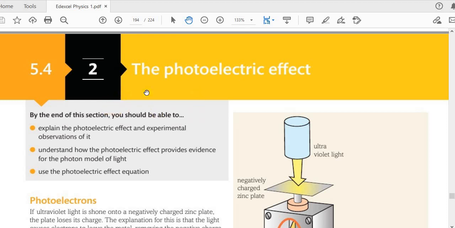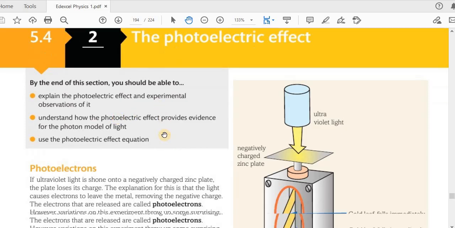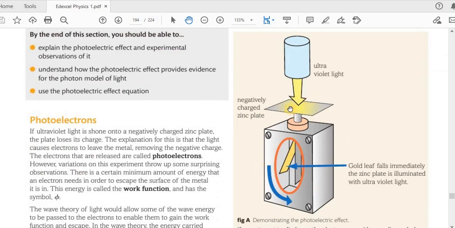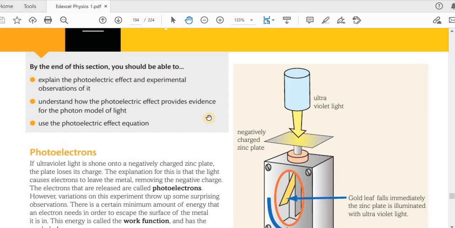Chapter 5.4.2, the photoelectric effect. By the end of this section, you should be able to explain the photoelectric effect and experimental observations of it. So here is a very nice diagram explaining what is happening. We will see the details now.